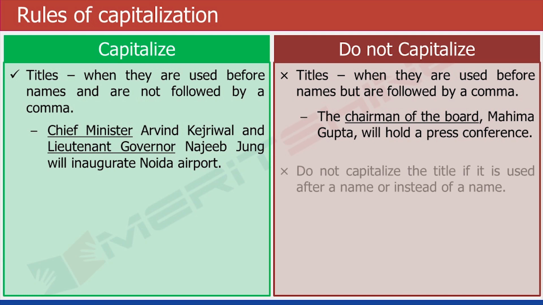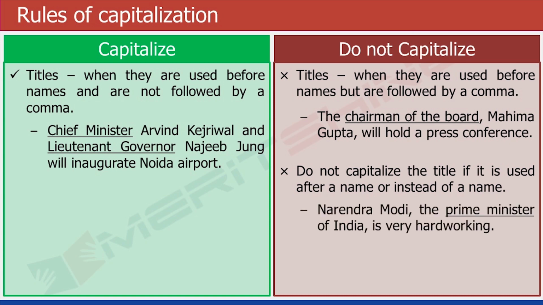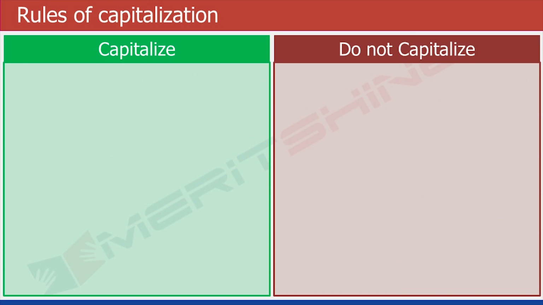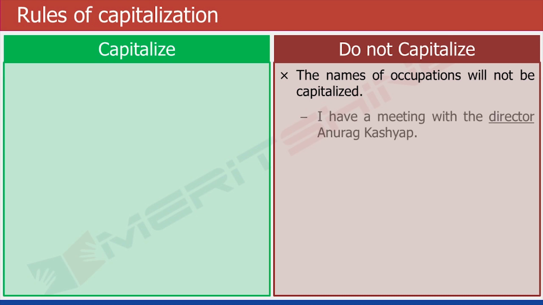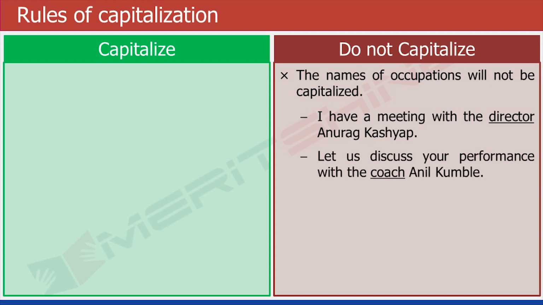Also, we do not capitalize the title if it is used after a name or instead of a name. Narendra Modi, the Prime Minister of India, is very hardworking. The President will address the Parliament. In contrast to the titles, the names of occupation will not be capitalized. I have a meeting with the director Anurag Kashyap. Let us discuss your performance with the coach Anil Kumble. In the above sentences, the nouns director and coach are not capitalized.